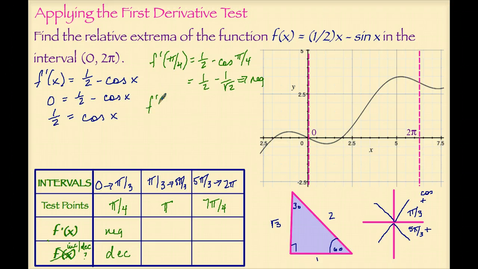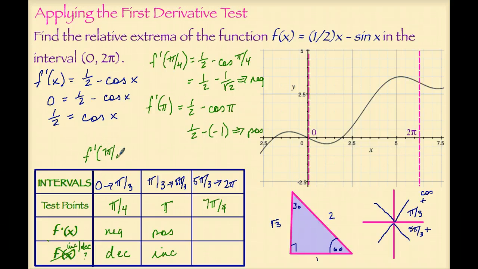Now let's find the first derivative at pi. This is going to give us 1/2 minus cosine of pi. Cosine of pi is -1. 1/2 minus a -1 gives us a positive 1.5, which of course is a positive number. And that means the slopes are positive on that interval, meaning it's increasing there. And then finally, let's look at f prime of 7 pi over 4. And we're going to have 1/2 once again minus 1 over the square root of 2, because that's a 45-degree reference angle. Another negative number, which tells us that in that interval we have a decreasing function.